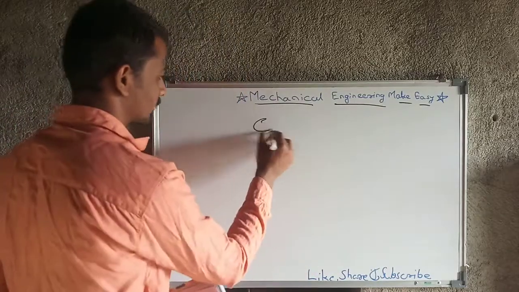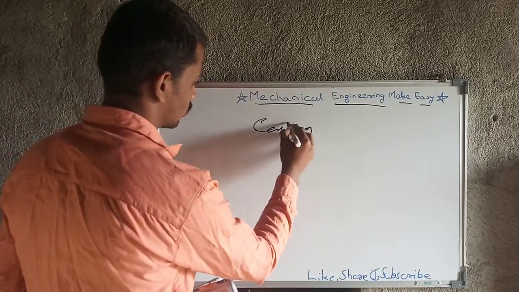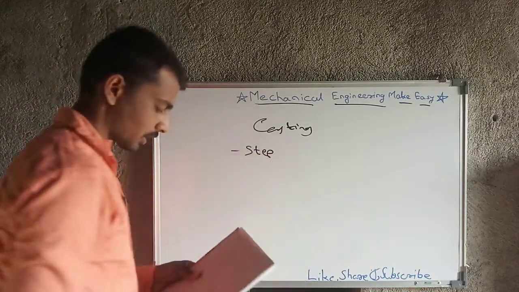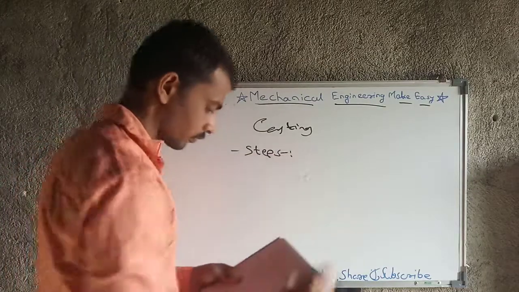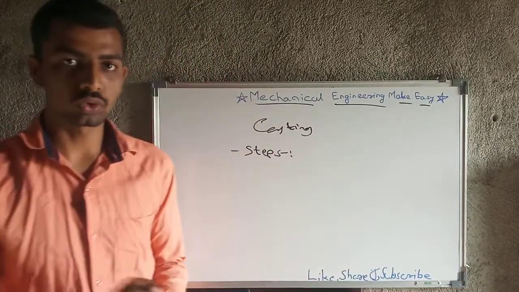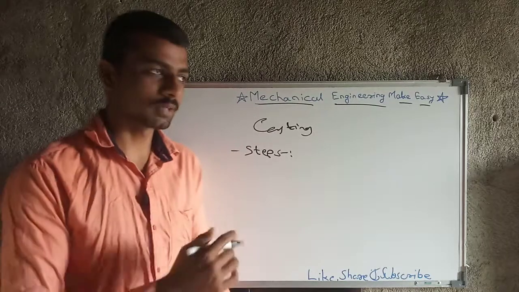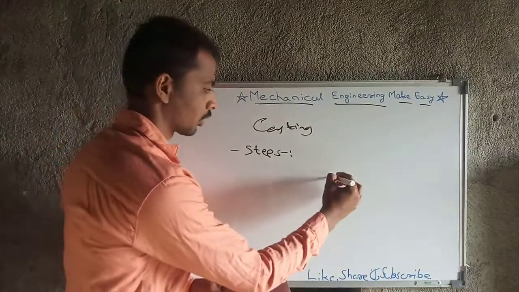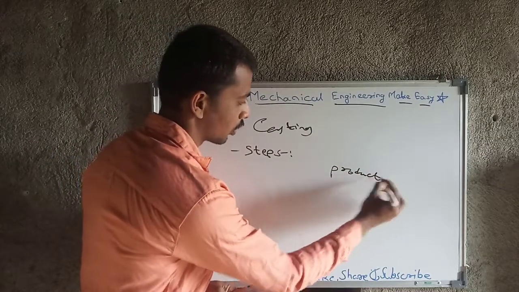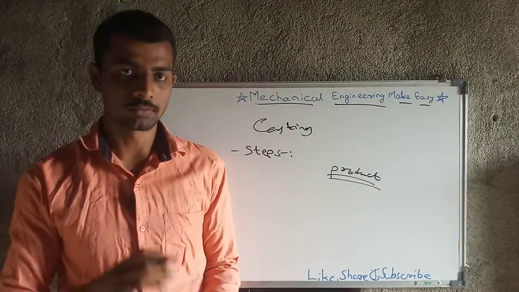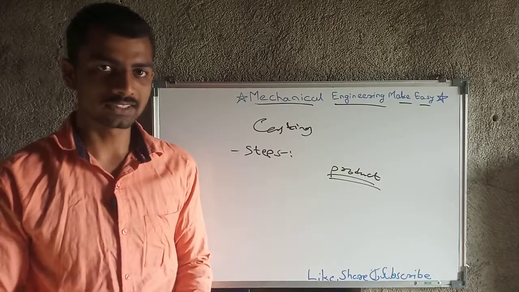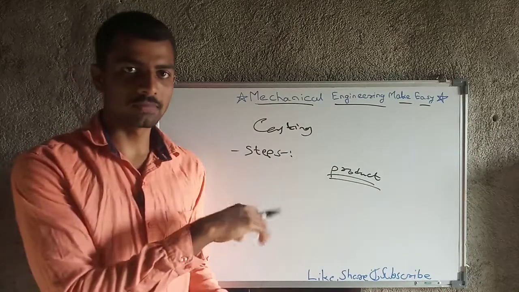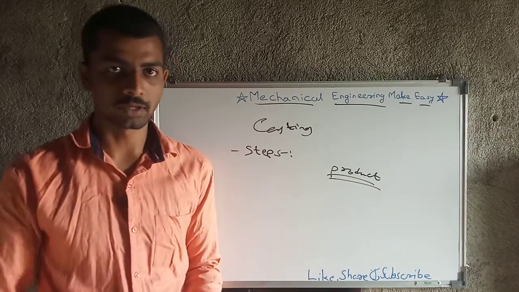So in case of casting, there are a number of steps. What are they? First is pattern making, which means we have to make a pattern first. A pattern is nothing but one kind of our manufacturing product, we can say. The product is nothing but our pattern, the only difference is that the pattern is not going to function like the product. The product may be of a different material and the pattern may be of a different material.